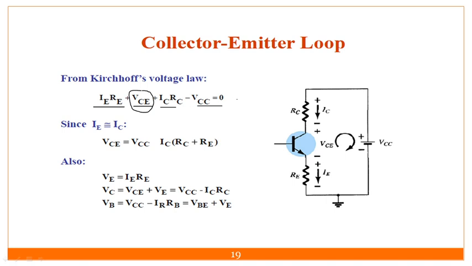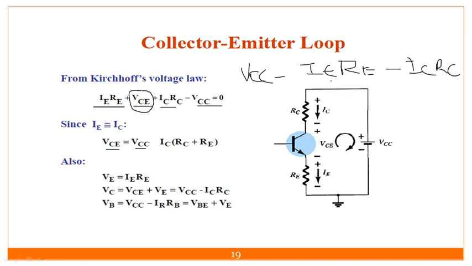So if I am shifting the remaining terms to the right hand side, what will happen? VCE is equal to VCC. VCC will go to that side by plus, and the remaining terms minus IE RE and minus IC RC. Okay, this is the equation we are getting.